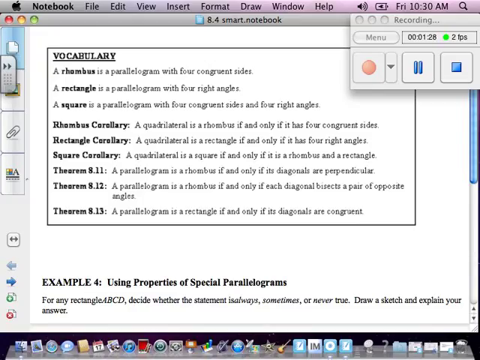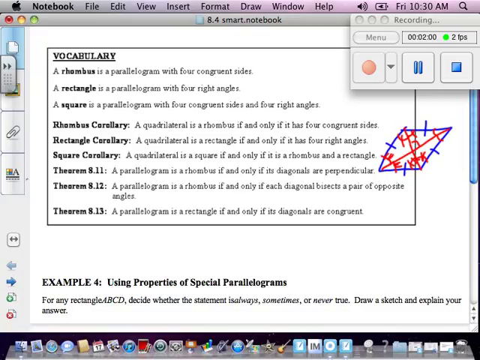Okay, so we've got a rhombus. We'll pretend all these sides are equal. Then we've got its diagonals. The diagonals meet at a 90-degree angle, so all those are 90 degrees. And it cuts each of the angles in half. Okay?